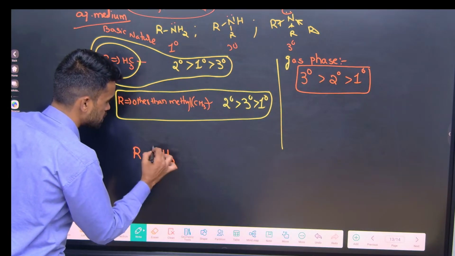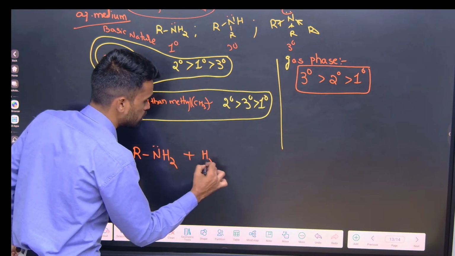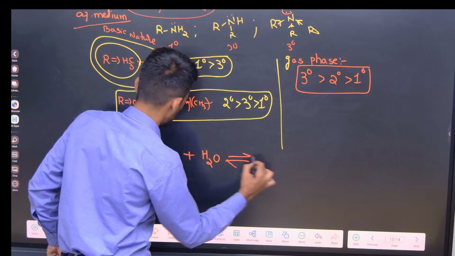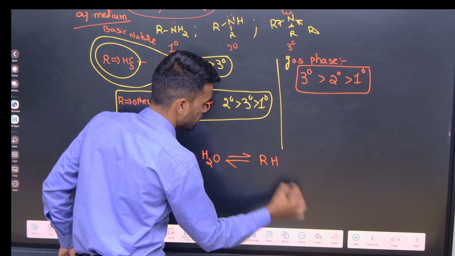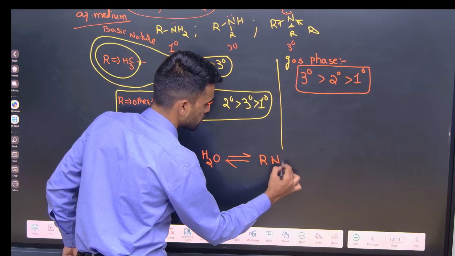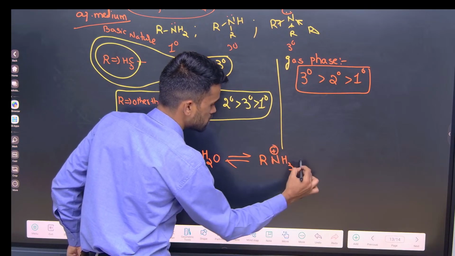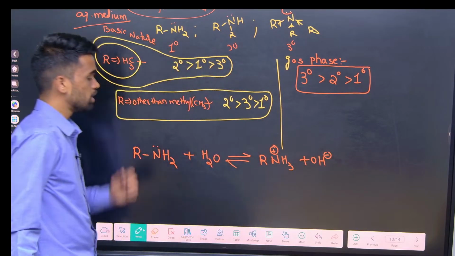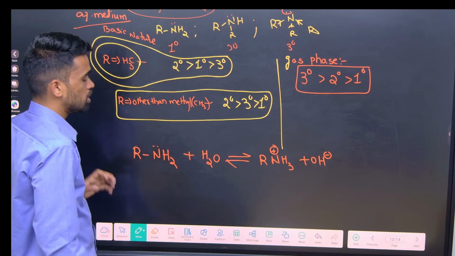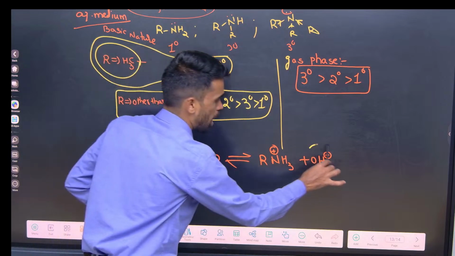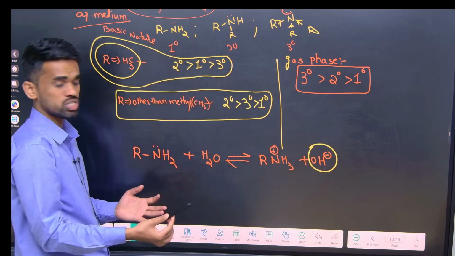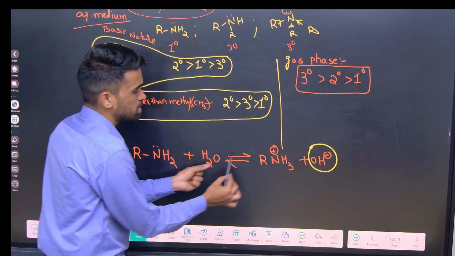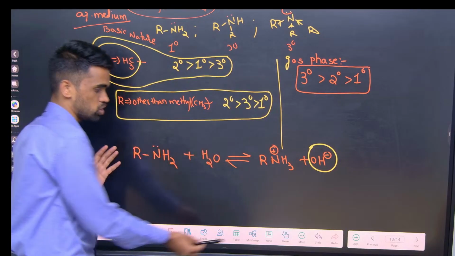Now what happens when I treat this with water? We are going to get something like this: RNH3 positive charge plus OH minus. Okay, this is what we are seeing. Now what do we mean by basic nature? Basic nature means it should have more OH minus ion concentration, or it should easily accept this H plus. That is what the basic nature means, right?